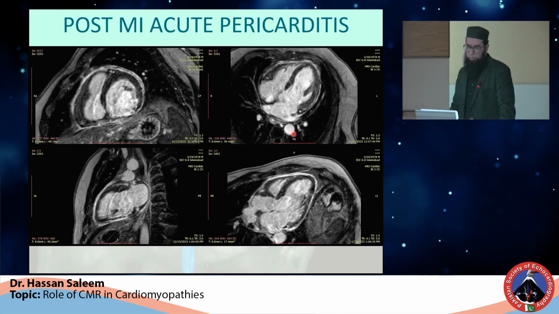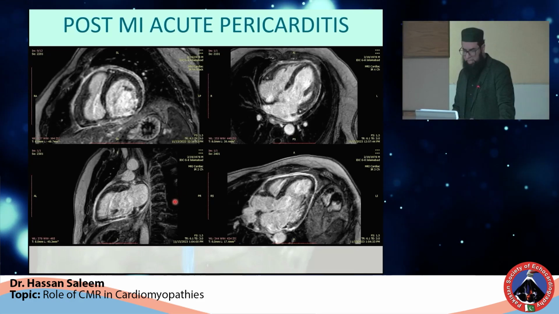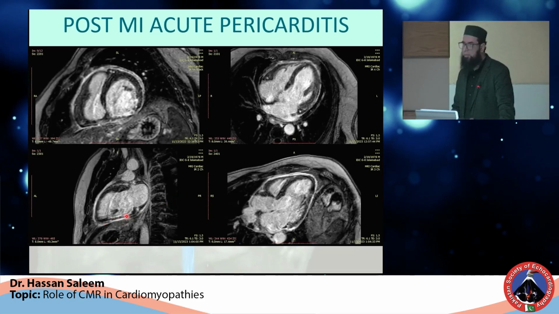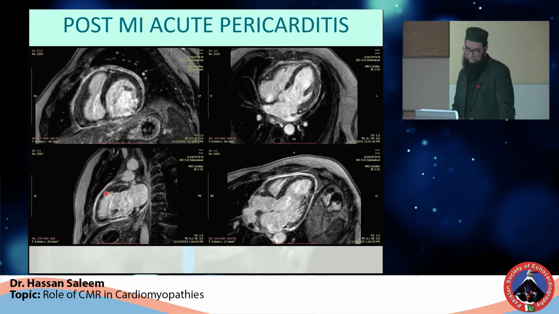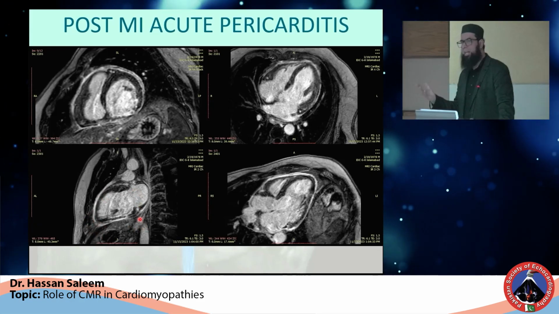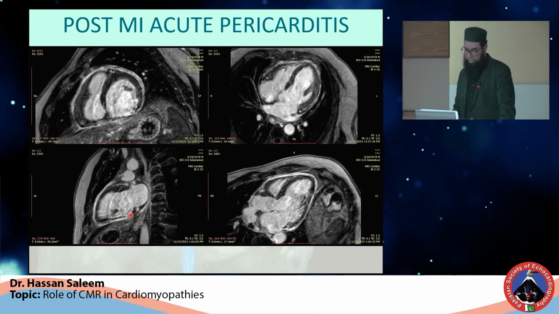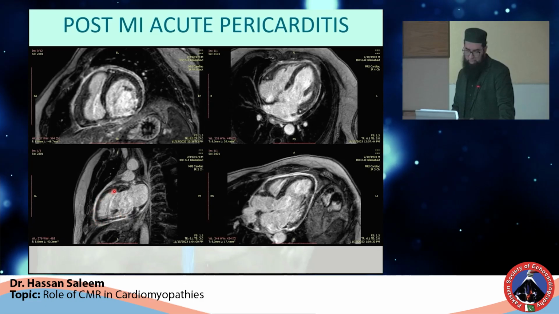Here's a case of post-MI acute pericarditis. Had an MI, there's an enhancement in the inferior wall. The patient had PCI and still had complaints of chest pain, and it was actually acute pericarditis. The entire pericardium is enhancing.